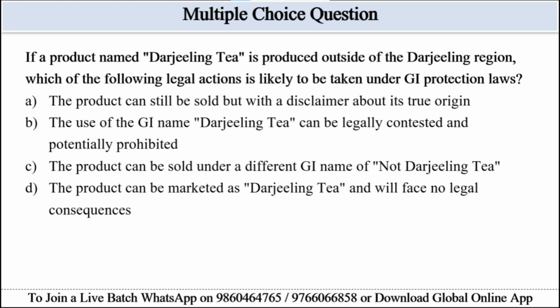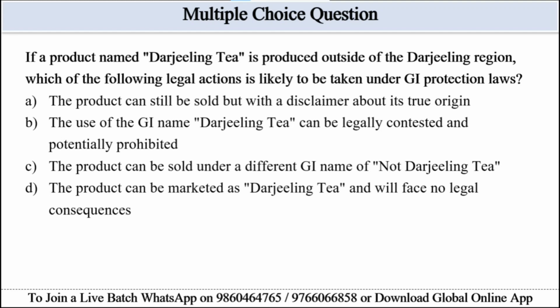So guys, as per the passage, GI misuse can be contested and Darjeeling tea is a protected GI. Hence, we can eliminate option A, which states the product can still be sold but with a disclaimer about its true origin.